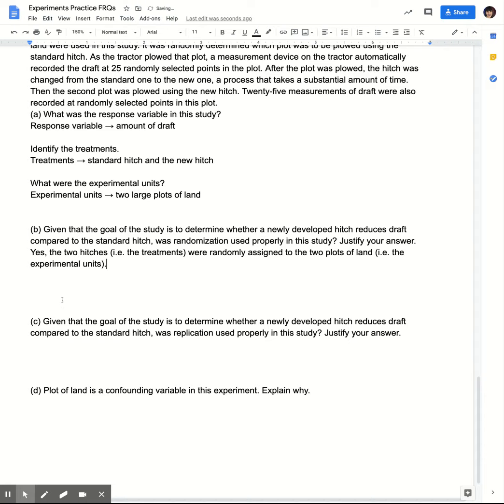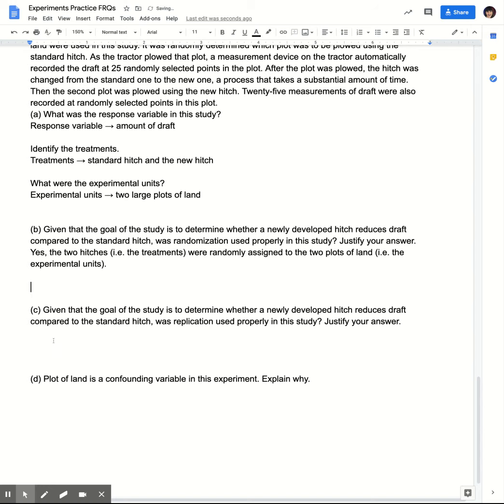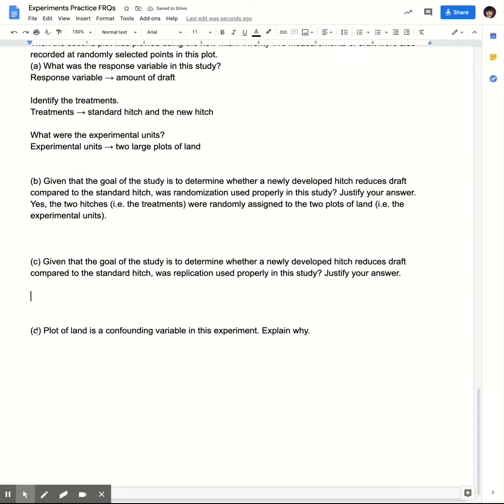Okay? That is all you have to say. That is all you have to talk about. All right? So let's take a look at part C here, which says, given that the goal of the study, okay, so they just repeat what they said before. Then they're asking, was replication used properly in this study?